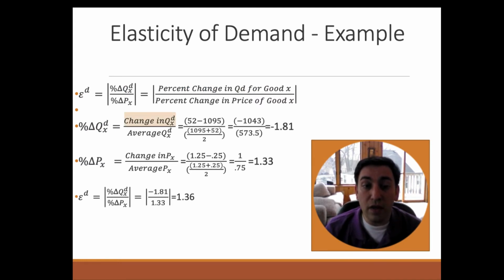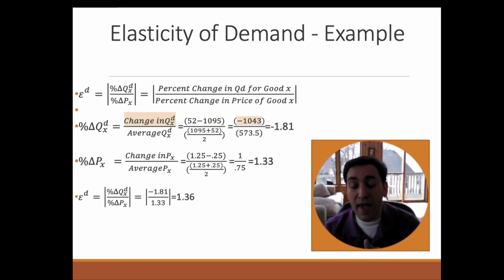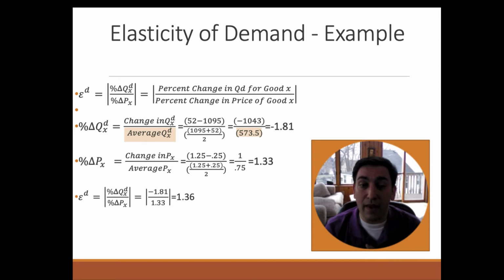Well, I should use the Q new minus Q old, and I'm buying 1,043 less than I used to. Now I need to take that and make it a percentage. So I'm going to take the average of those two. I'm going to take 1095 plus 52 and then divide it by 2. Once I have that, I know that my average was 573 and a half. Taking one divided by the other, I am at negative 1.81 or negative 181%, because we're using the midpoint.